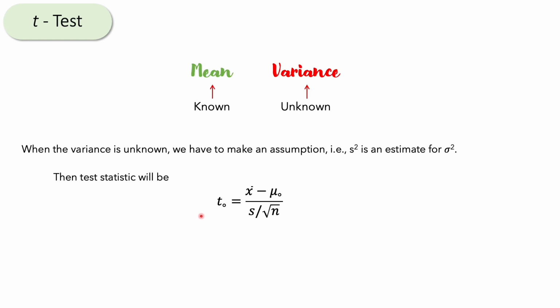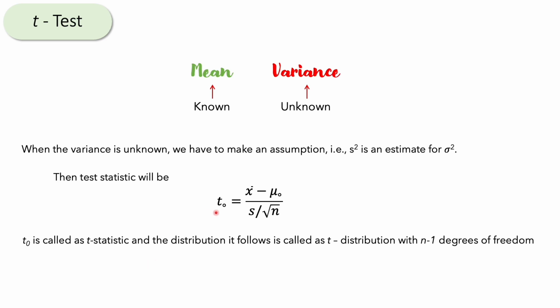And the reference distribution that this statistic follows is called the T distribution with n-1 degrees of freedom, and this statistic is called the T statistic. So this one is the T statistic, and its distribution is called the T distribution with n-1 degrees of freedom. Here n is actually the sample size. If for example the sample size is 20, the degrees of freedom for this T distribution will be 19.